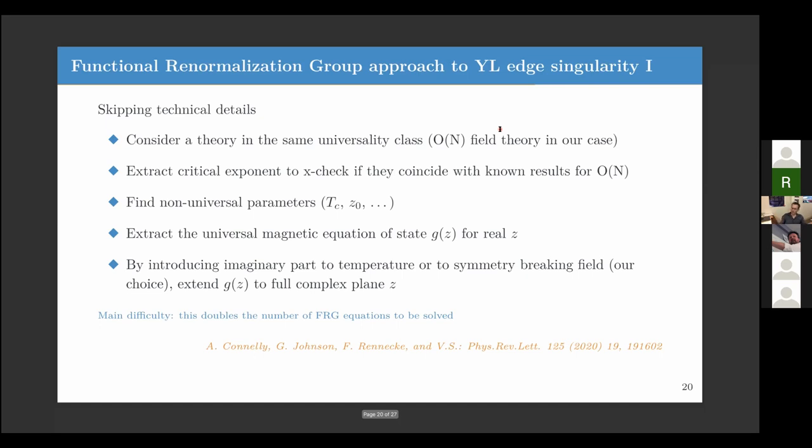I will consider a theory which shares the same universality class, or well, it should be an O(N) field theory in our case. I will extract the critical exponents in this theory, just to cross-check that they coincide with known critical results for O(N). This would be a check on my numerical approach. I will find non-universal parameters. I start with some theory, and I also have to define non-universal parameters and map them to the universal scaling functions.